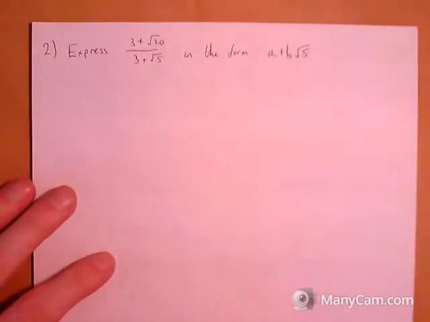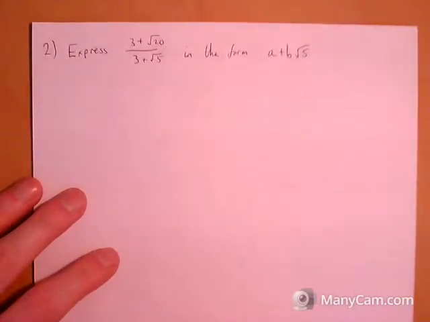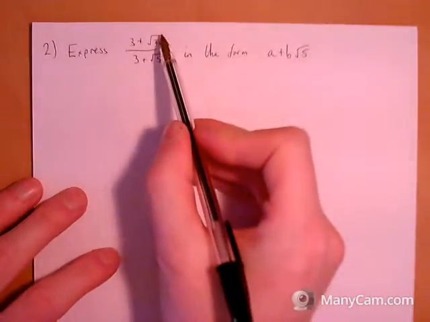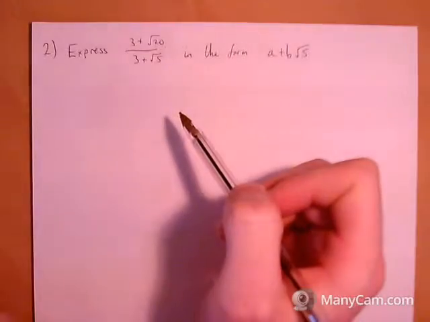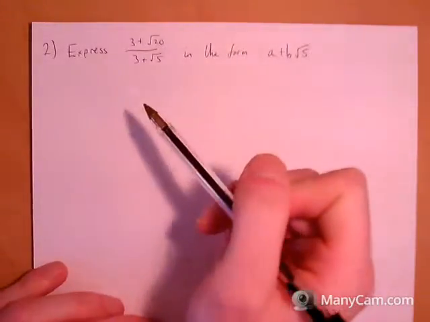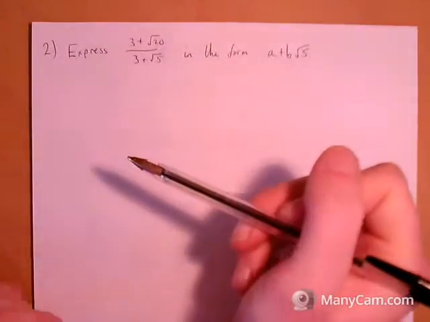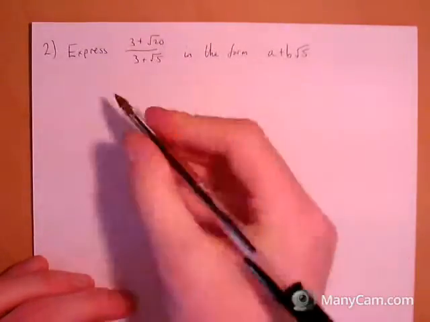Okay, so question 2 is looking at rationalising the denominators of a third. However, there's this root 20 at the top there, which can end up being simplified. Now, I'm not going to end up simplifying that until right at the very end. I'm just going to go through the normal method of rationalising denominators to begin with.